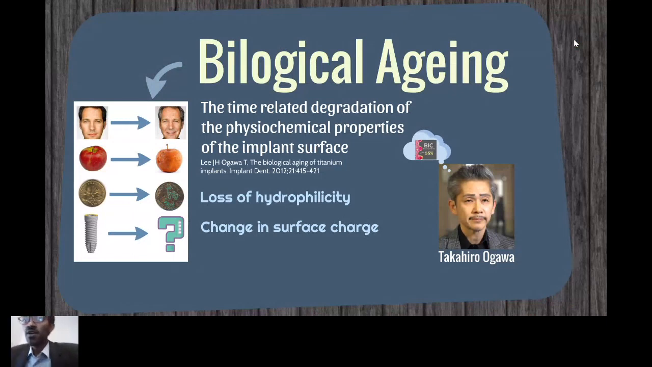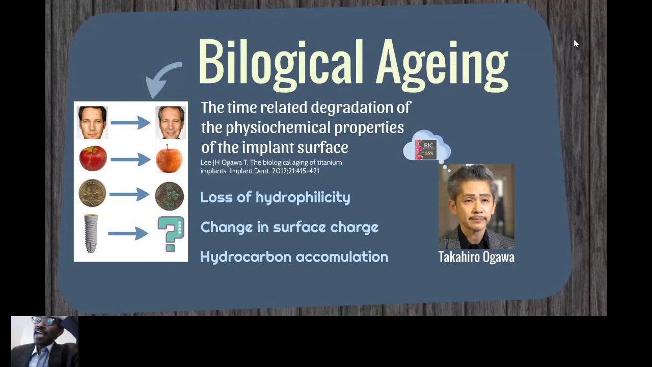I'm going to show you now from negative and positive. And then you get hydrocarbon accumulation on the surface of the implant, which covers our surface. So now we know the problem. Why did it change? Why do we have less bone to implant contact in regards to the difference between new implants and old implants?